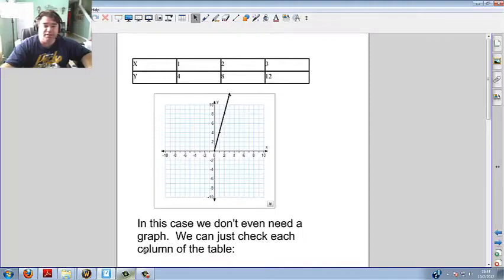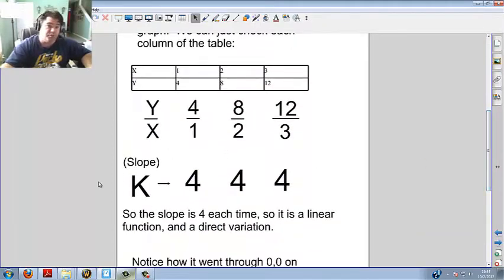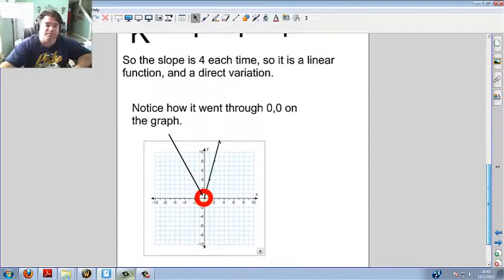We could just check each column of the table. So here I can just take 4 divided by 1, 8 divided by 2, 12 divided by 3, 4, 4, 4, all the way across. So the slope is 4 each time, so it is a linear function and a direct variation. It's a linear function because it's a straight line. It's a direct variation because it goes through 0, 0.